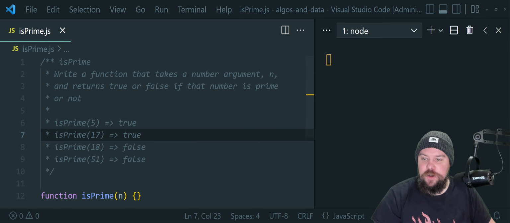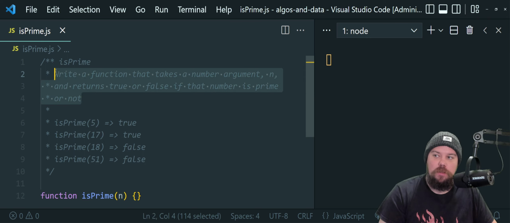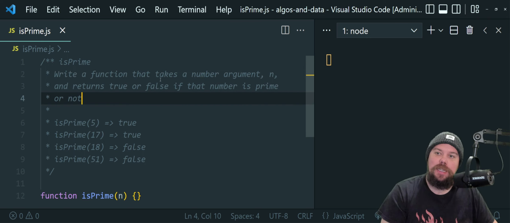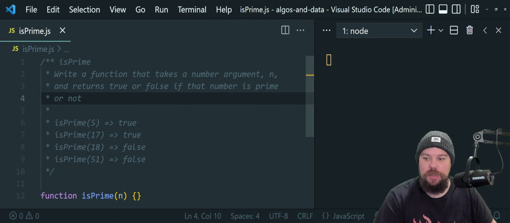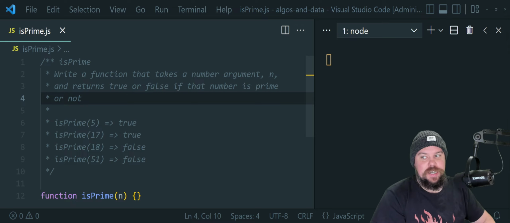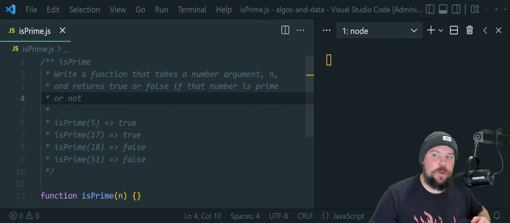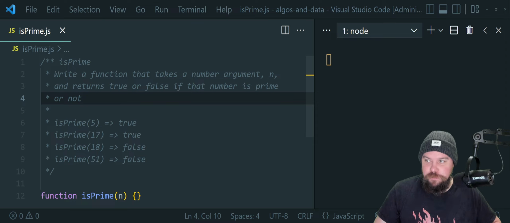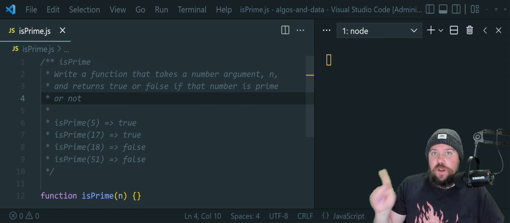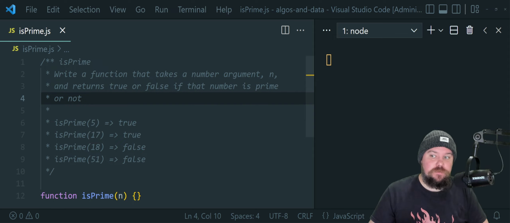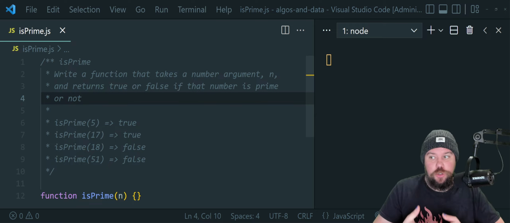So as a quick refresher, first off, the purpose of this algorithm is to write a function that takes a number argument n and returns true or false if that number is a prime number or not. So as a refresher for people that have been out of a scholastic program for forever or just forgot what primes are, a prime number is a number that can only be divided by itself and 1 without any remainders, right? So that will include numbers like 2, 3, 5, 7, 11, 13, 17, 19.